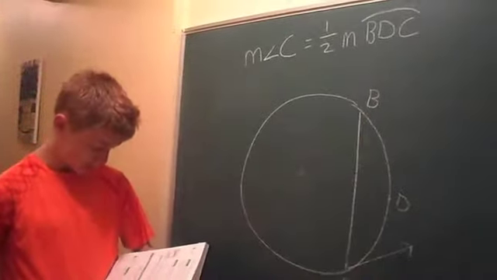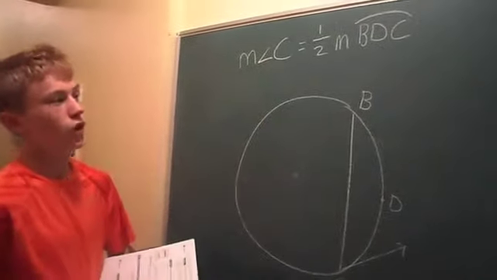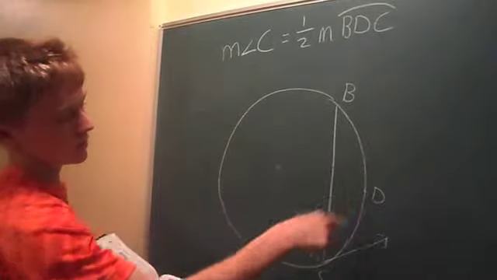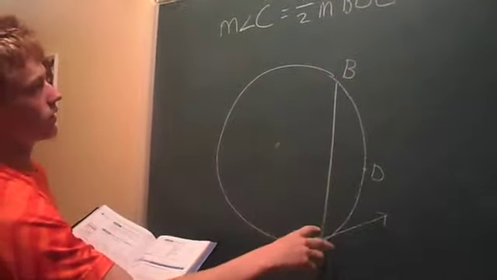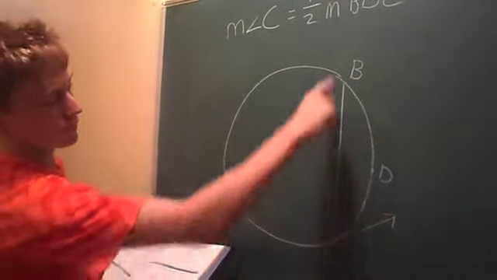From theorem 12.10, it states that the measure of angle C equals half of the measure of arc BDC. So we have arc BDC here, and the measure of angle C is going to be half of that arc.